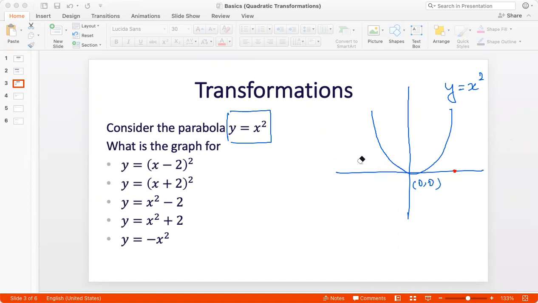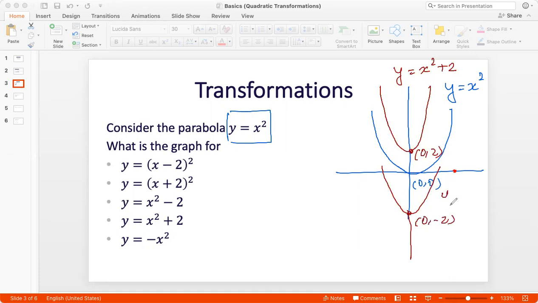Now if I'm moving the parabola 2 units up, then my new parabola is here, and the vertex is now (0, 2). And this is y is equal to x squared plus 2, right? So here the plus 2 is outside the x, right? We are not changing the x value. We are writing plus 2 outside it. If I move it 2 units down, so let's say my parabola comes here and my vertex becomes (0, -2), then the equation is y is x squared minus 2.